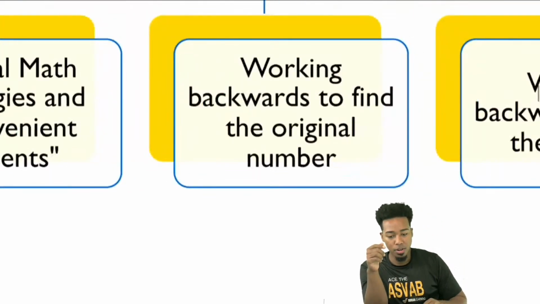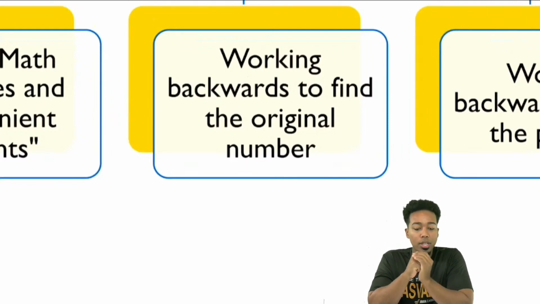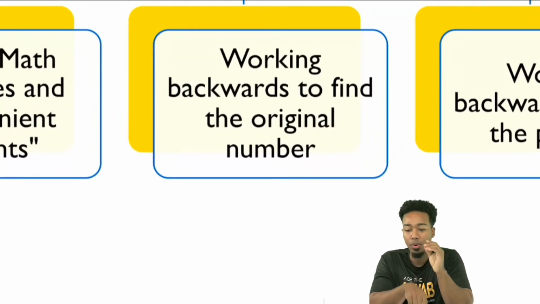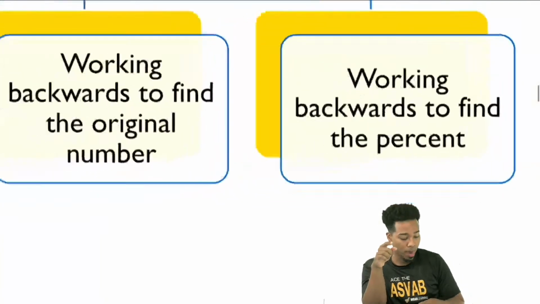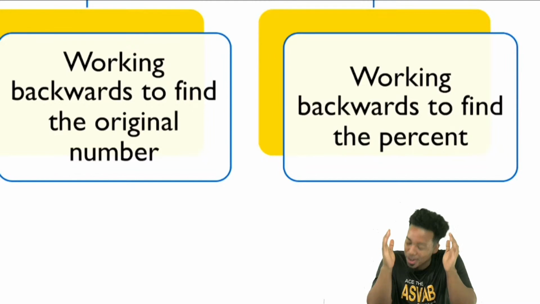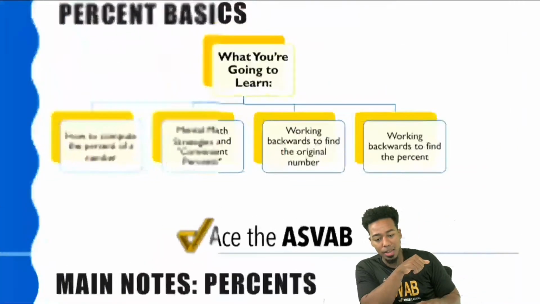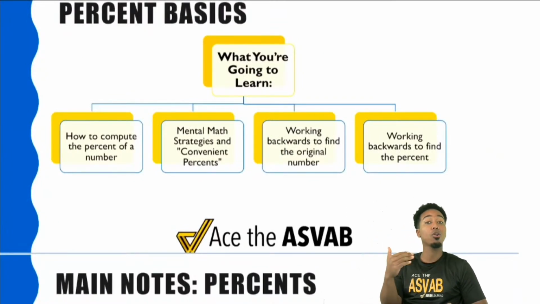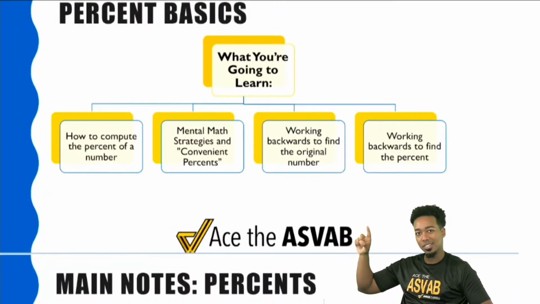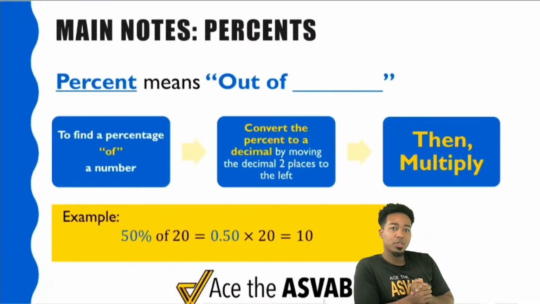Next up, working backwards to find the original number. Again, a lot of people already struggle going the forward way, but we're also going to learn how to go backwards. That's going to be very important for us today. And also, not just going backwards to find the original number, but working backwards to find a percent. Again, something that's very uncomfortable for a lot of people, but we're going to take care of business. So that's what we're going to be learning mainly today. And tomorrow, we're transitioning into applying all of this in the word problems to have a good time. So let's start with these notes.